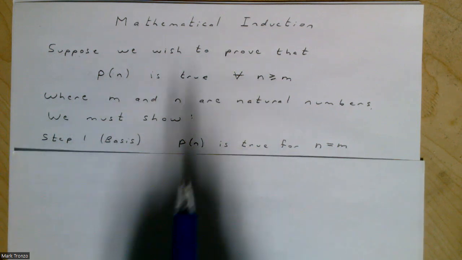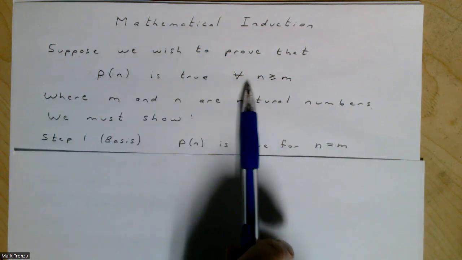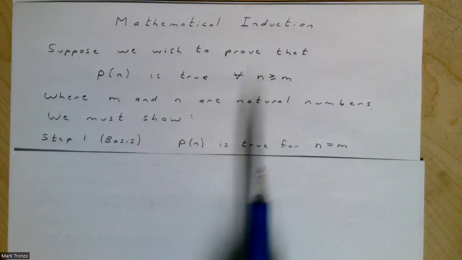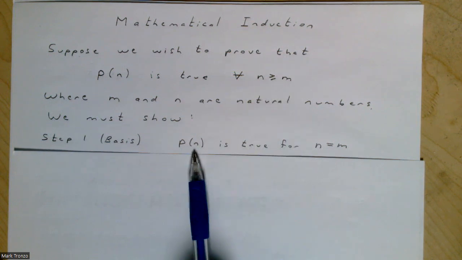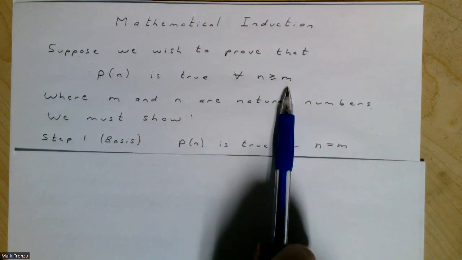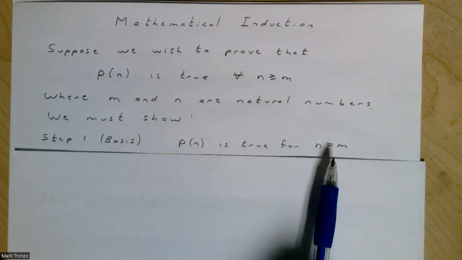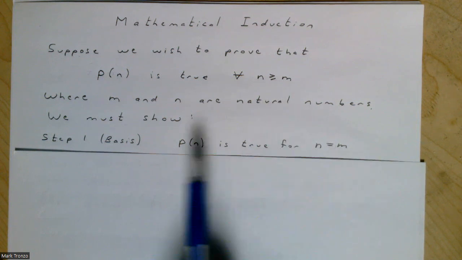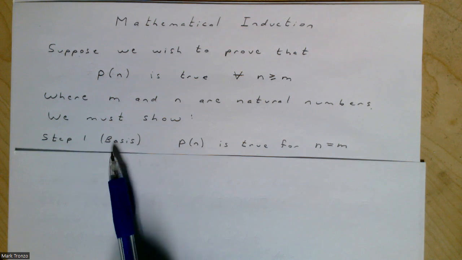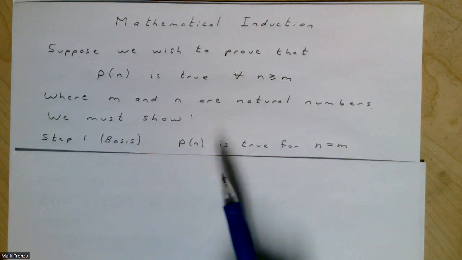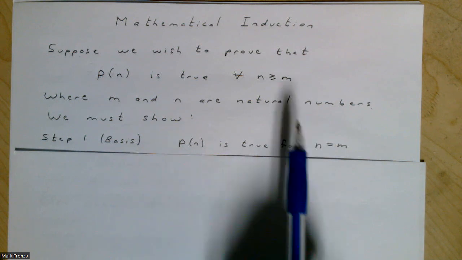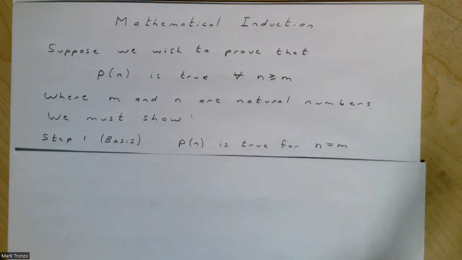So if we want to prove this property is true for all n greater than or equal to m, we have to show that the property is true for that first natural number that we want to show it's true for, our starting point. So this is called the basis step. The basis step. Prove that it's true for that first natural number n.